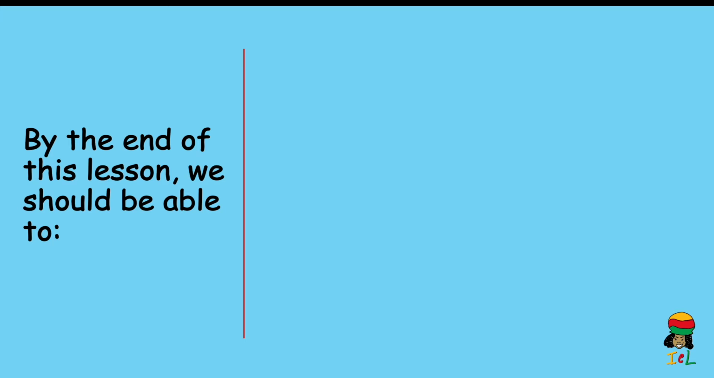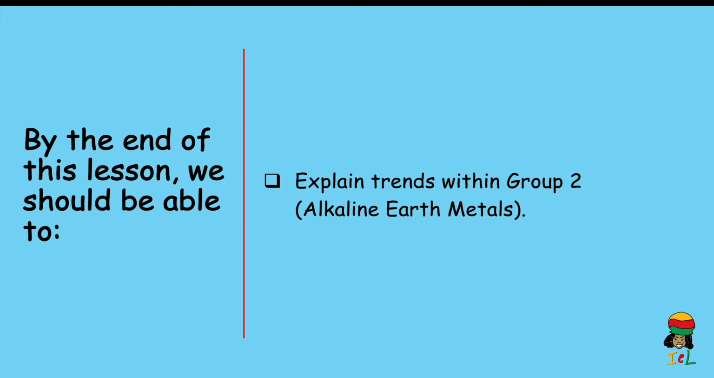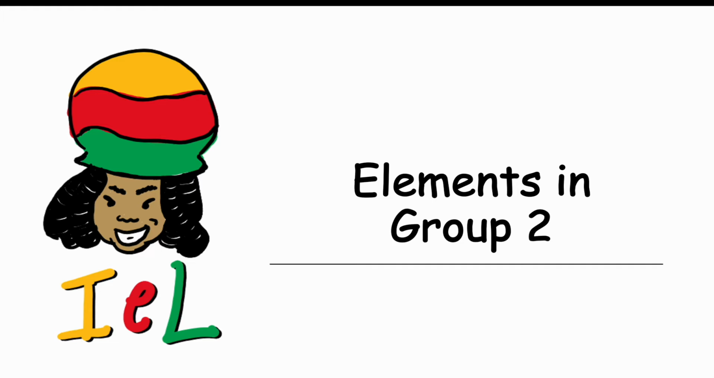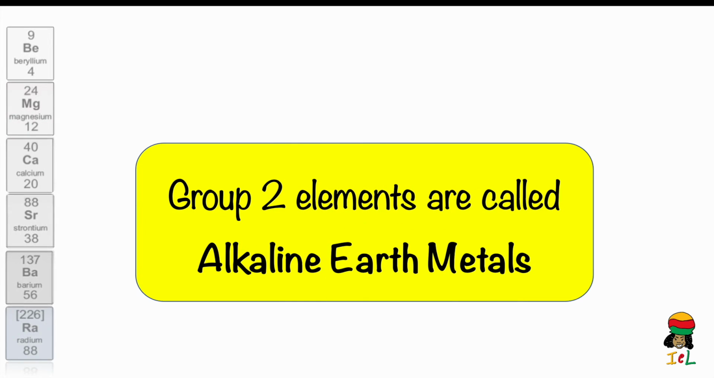By the end of this lesson, we should be able to explain trends within Group 2 and recall that Group 2 elements are also known as alkaline earth metals. We will start by identifying the elements in Group 2. Group 2 elements are called alkaline earth metals. As the name suggests, they are all metals.